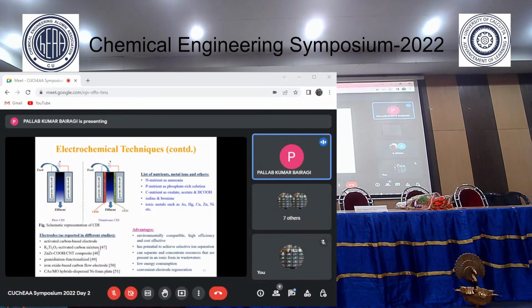In the FCDI cell, both phosphorus and chloride will be moved across the ion exchange membrane also, by which we can recover the P nutrients as a phosphate-rich solution. C nutrients as oxalate, acetate and formic acid, and iodine and bromine are also being reported in several studies as recovery products from wastewater using the capacitive deionization method. Some toxic metals like arsenic, mercury, copper, zinc, etc. are also being recovered, as reported in several studies.